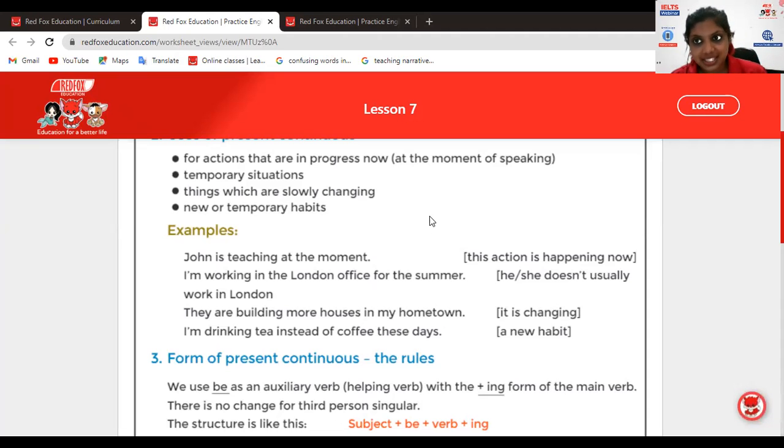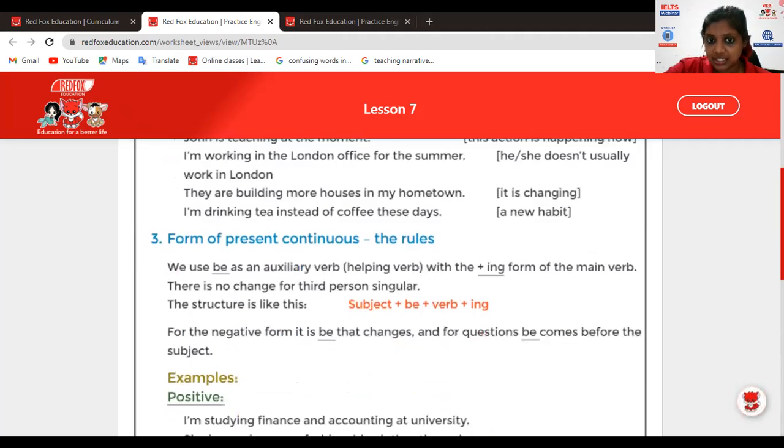So you can't build a house in a day, right? Or it can't happen just in a month. So it's going to happen slowly. So there's gradual change, and that is what they've mentioned there. And I am drinking tea instead of coffee these days. So again, I have switched to tea. I have a new habit now, which has started very recently. So these are your examples for continuous tense.